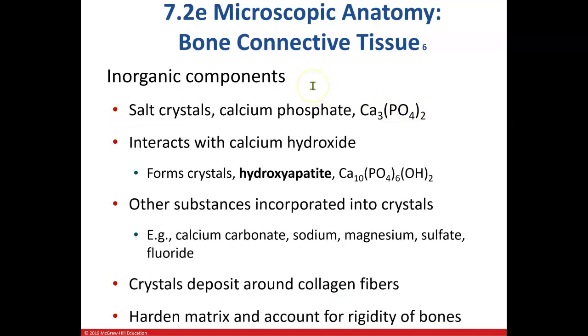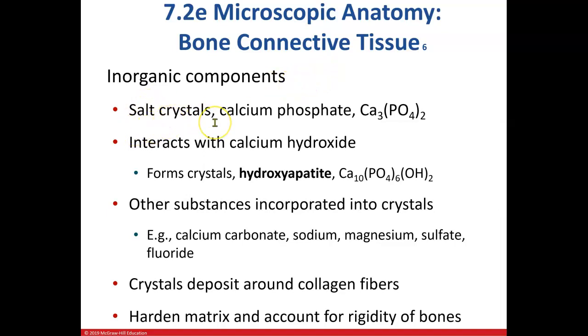The inorganic components are what make the bone hard. So organic components make the bone resilient, stretchable, and resistant to compression, but the inorganic components make the bone hard. The inorganic components are going to be added into the osteoid. So what are we adding in?